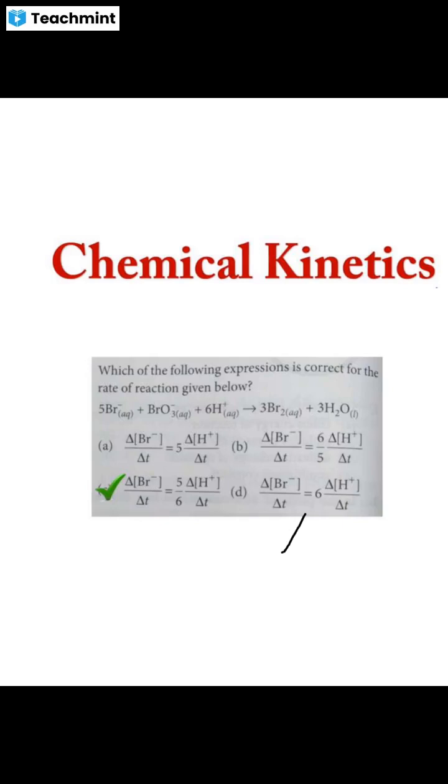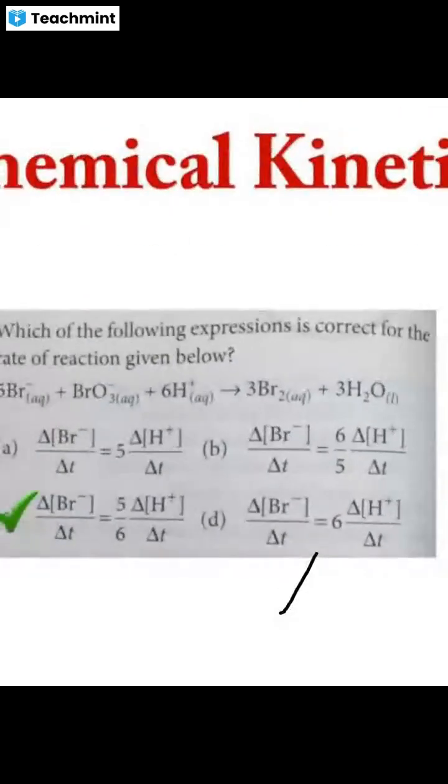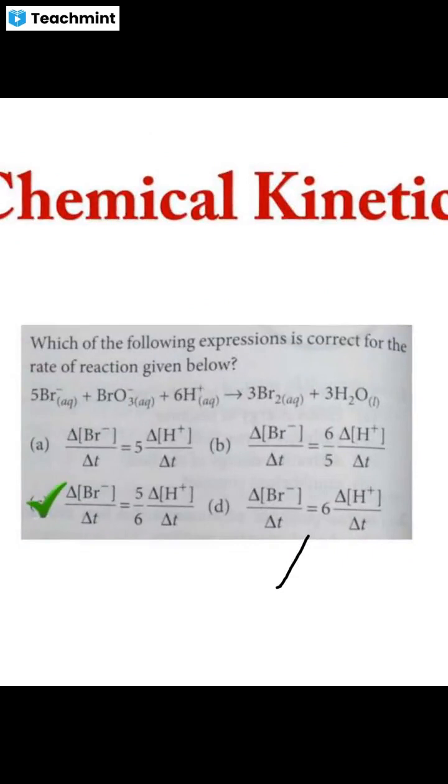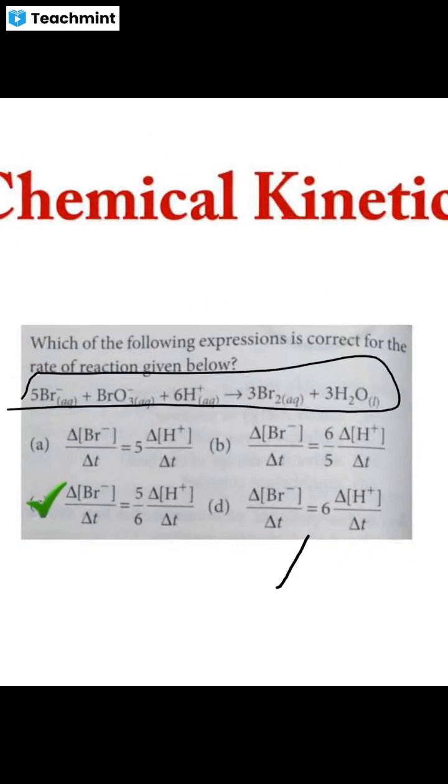Like this the questions may be asked. Look here, this is the complete stoichiometric equation. They are asking which expression is the correct expression for the rate of the reaction. They are asking to write the correct expression. So what relations are given? One is a bromide relation, another is a hydrogen relation. First we have to write the average rate expression for these two relations.